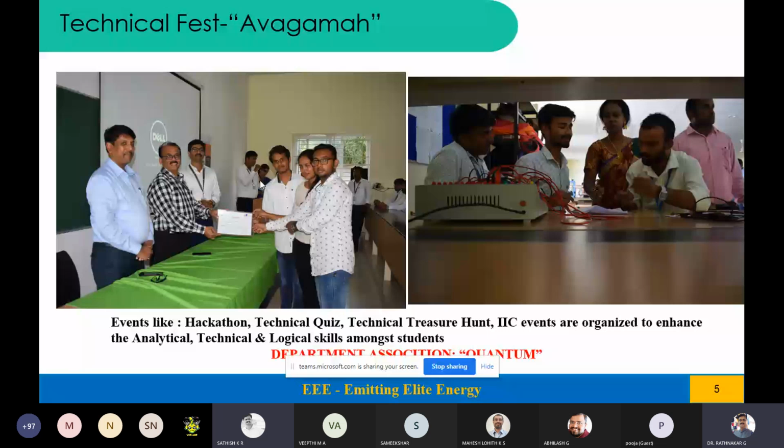And here one more slide is presenting the activities which take place in the fest, that is Avagama. It will be associated with Quantum. Quantum is our electrical department association. In the technical fest we are going with a number of events like hackathon, technical quiz, treasure hunt. These are the events organized by the electrical department. It will be taken annually once.